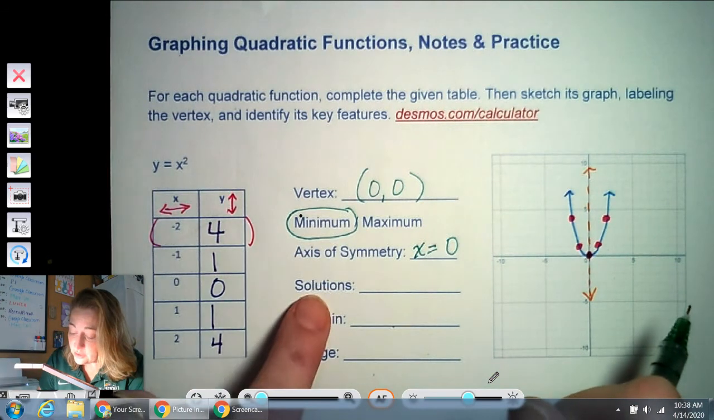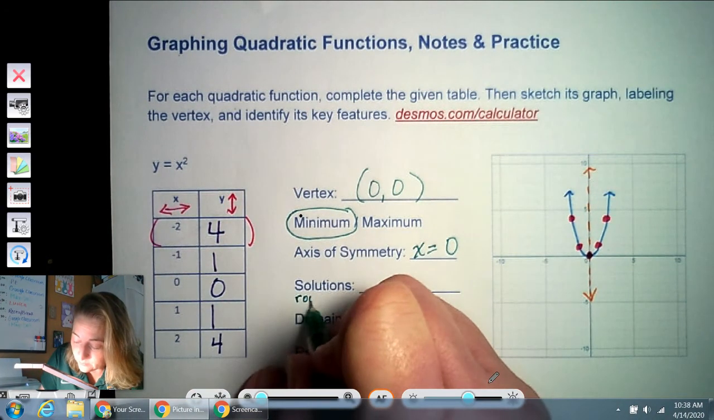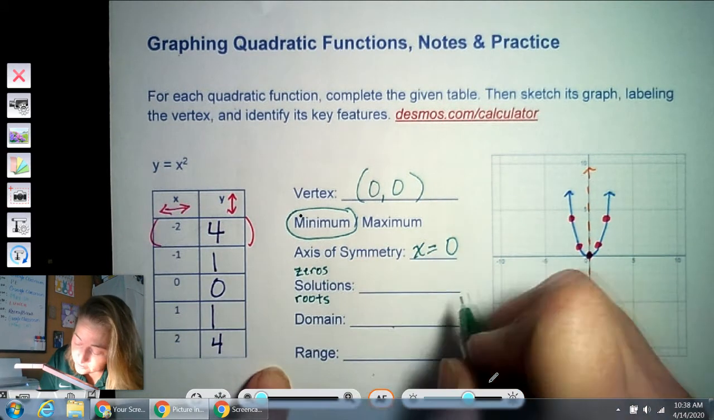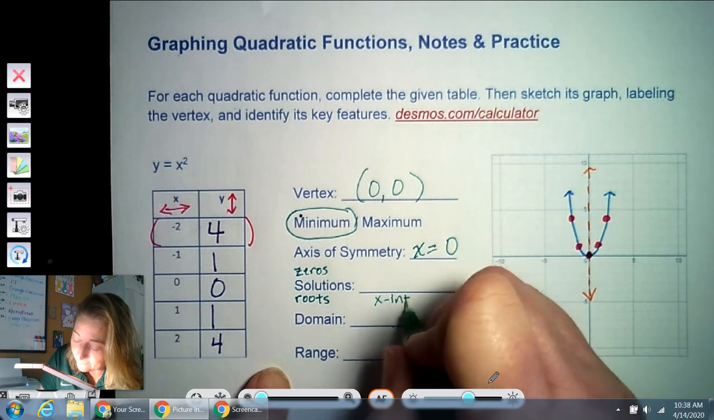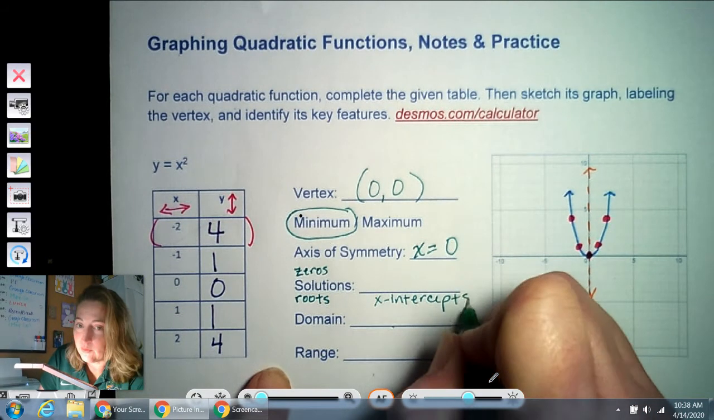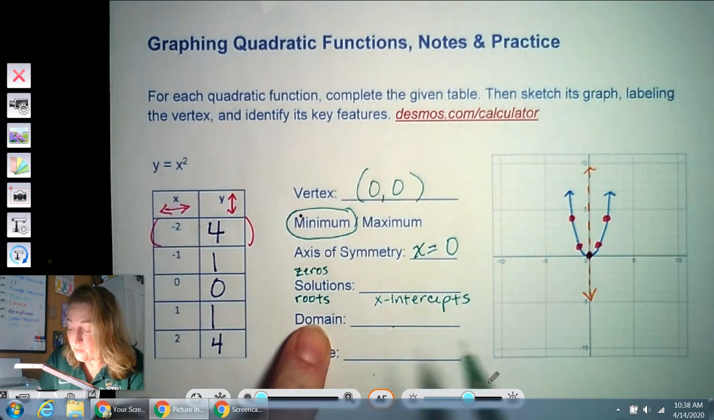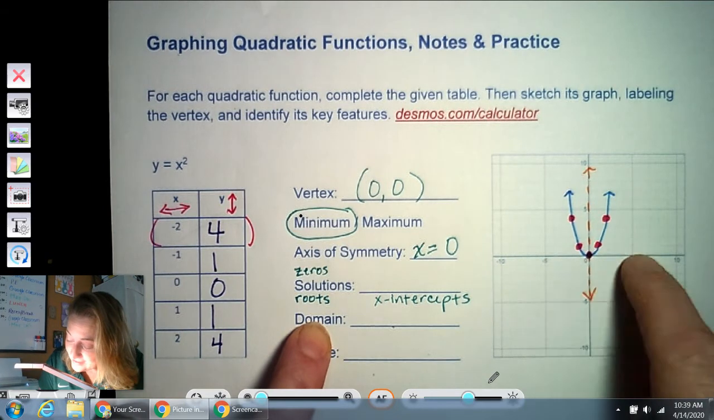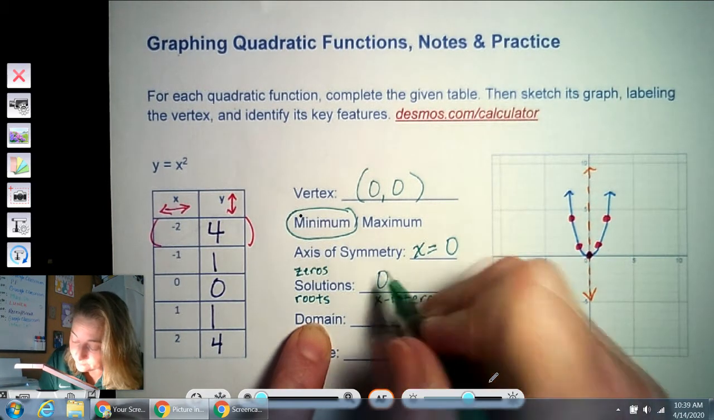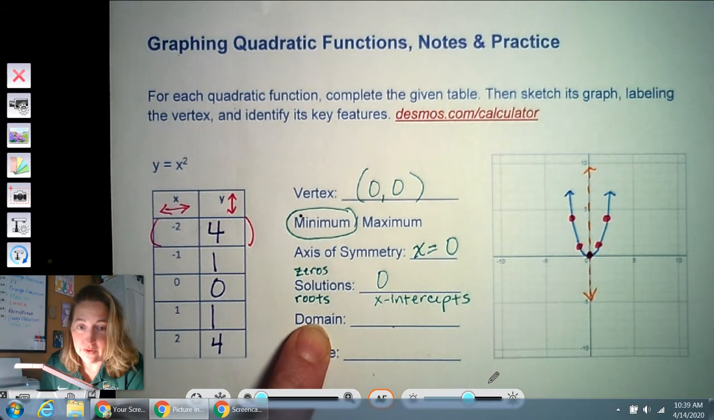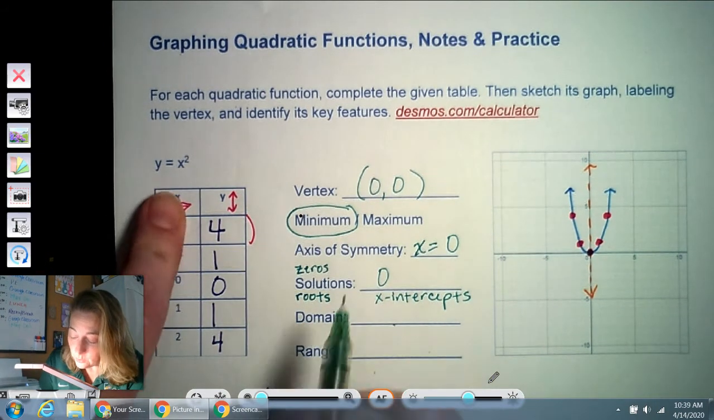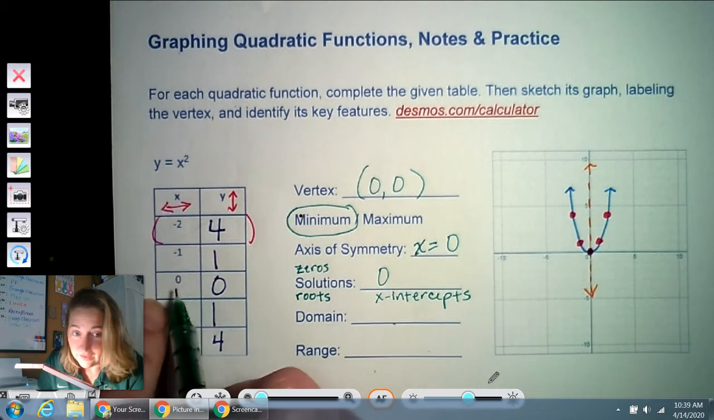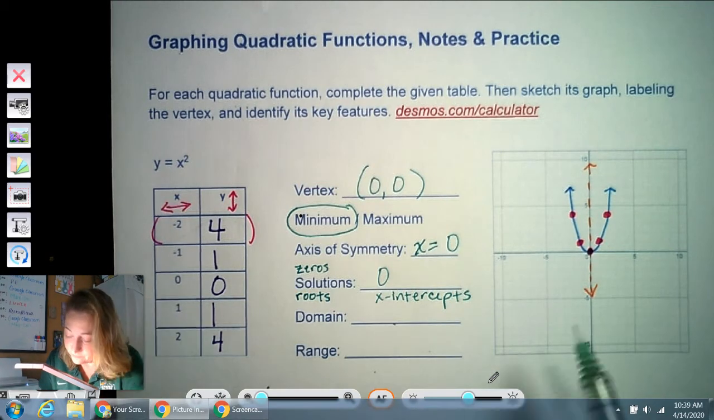Okay. Solutions, these are also called roots, also called zeros, also called x-intercepts. Okay, and I find my solutions wherever my parabola hits the x-axis. Now this actually only has one solution. It hits the x-axis at 0, and that's the only solution there is. Okay, we can also find roots or zeros by looking at our table. Anywhere where our y value is 0, that x value is one of our solutions.